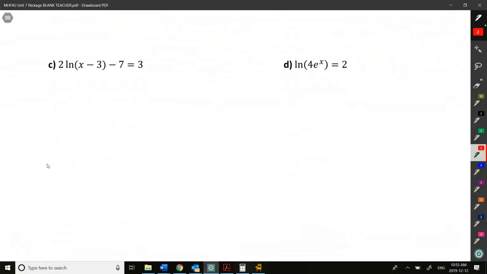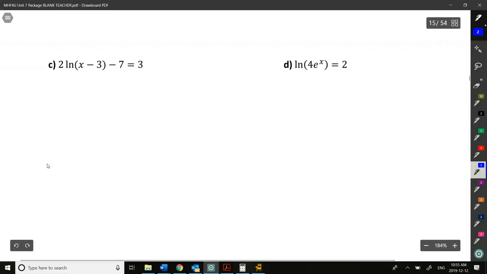Let's take a look at some logarithmic equations now. All right, any ideas as to what we can do for C, thinking back to our knowledge of logarithms? Okay, if I'm trying to isolate for a variable, I probably want to start by getting those two things that are not inside the logarithm on the other side here. So I'm going to move the 7 over and divide out the 2. We will get 10 over 2, which gives us the ln of x minus 3 equals 5.